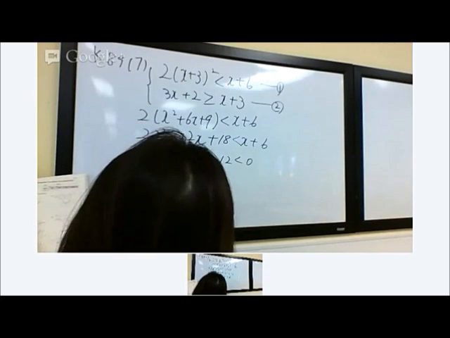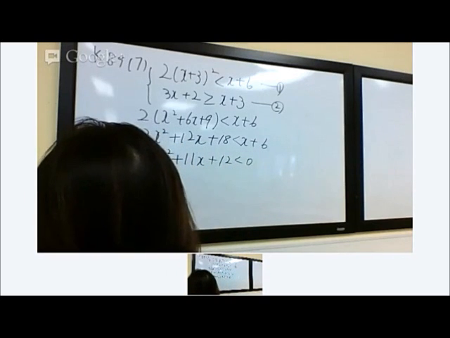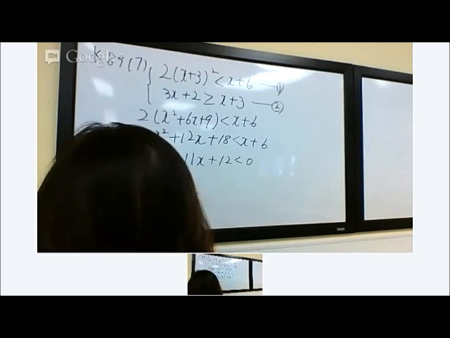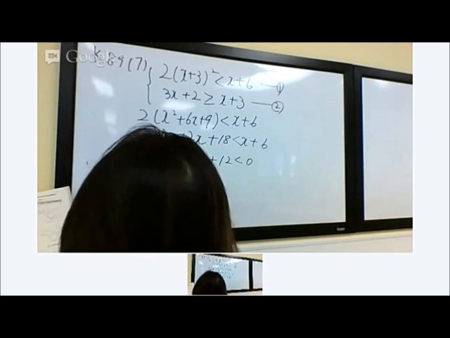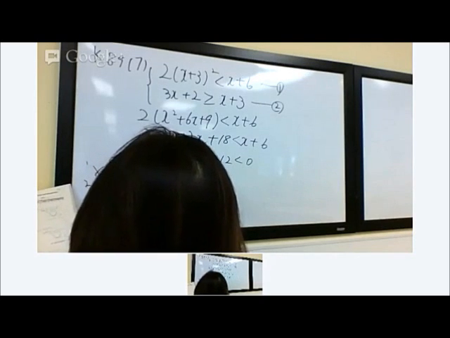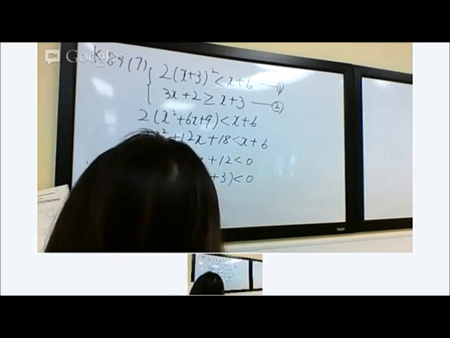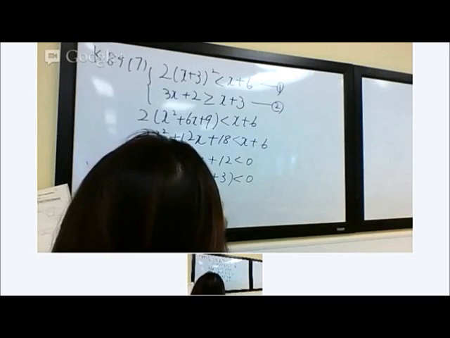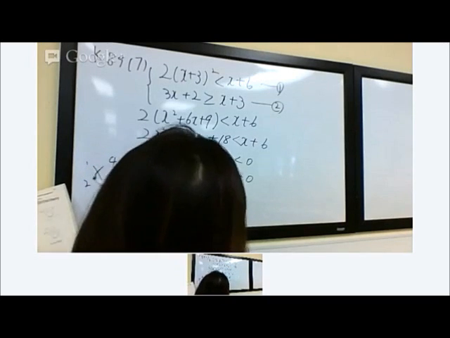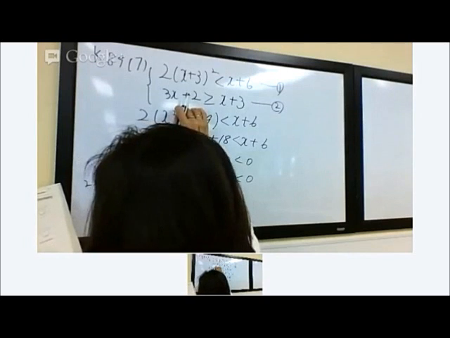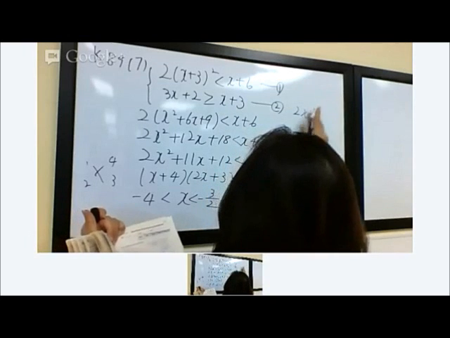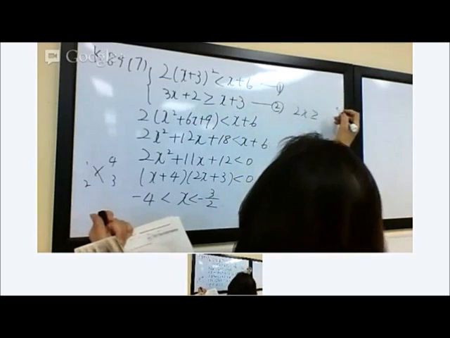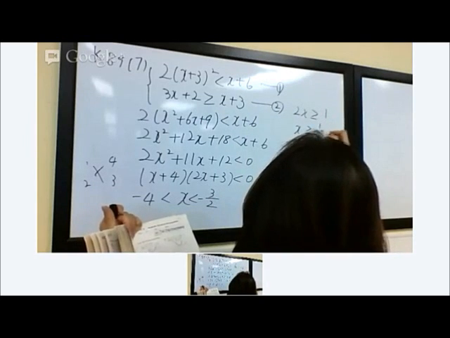6, 2, 1, 2, what's the number? 4, 3, 4 here, 3, yeah. x plus 4, 2x plus 3, okay. So this one is less than, so negative 4 to negative 3 over 2. Okay, this one has no x squared, right? Good, this is easier. Move the number here. 2x, 2, 1. So x is greater than half.